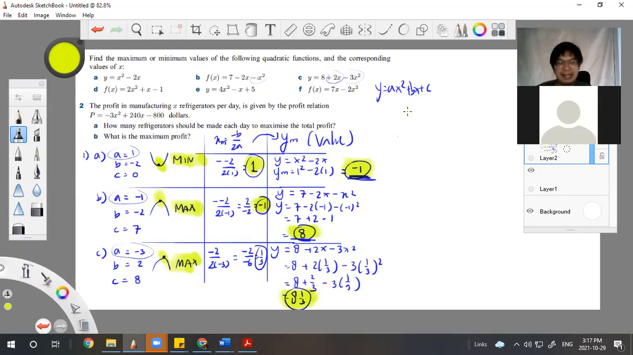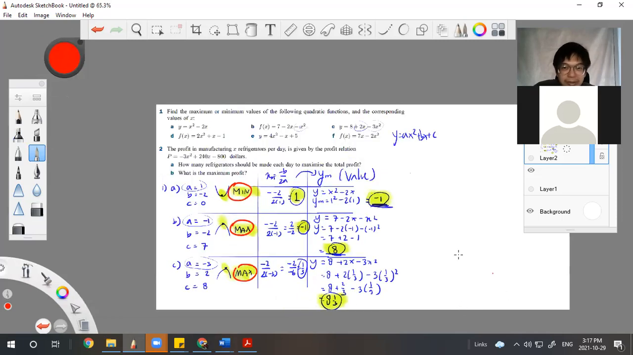So for D, E, F, we just skip it. Why? Because it's totally the same. Just focus on the A. This is what you have to think further: whether maximum or minimum. Maximum when A is negative, minimum when A is positive.